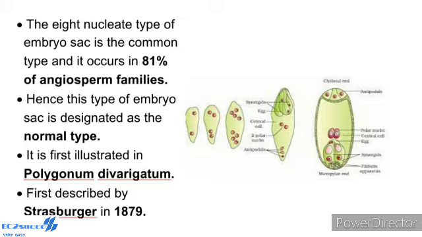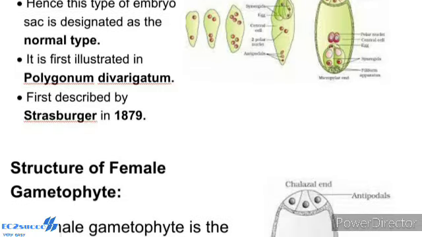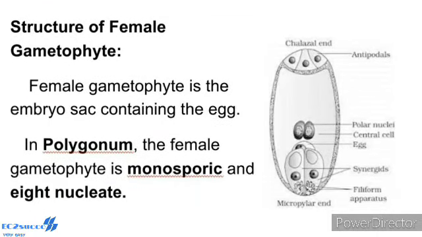Both the nuclei divide twice mitotically, forming 4 nuclei at each pole. At this stage, all the 8 nuclei are present in a common cytoplasm. That is called free nuclear division. Next one, structure of female gametophyte.